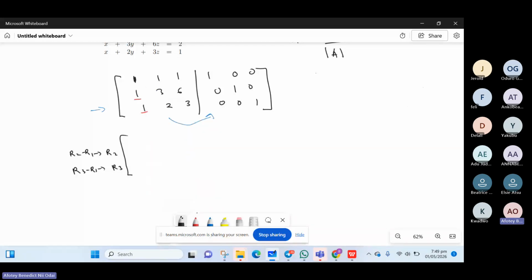So R2 minus R1 gives us 0, 1, negative 2, 5, and over here we have negative 1, 0, 1. As we are performing the same computation on the right hand side also, because the 1 is negative, the 1 comes here. No, there shouldn't be a 1 over here, so it's supposed to be here.